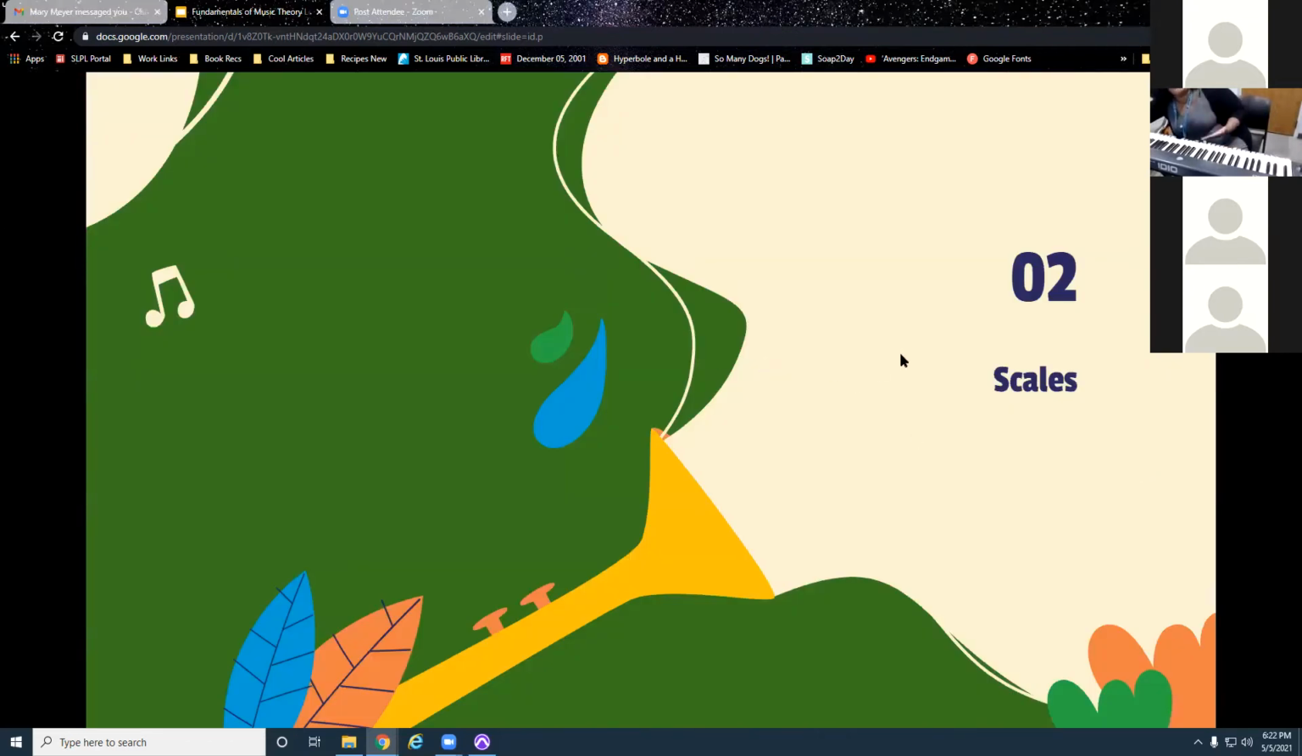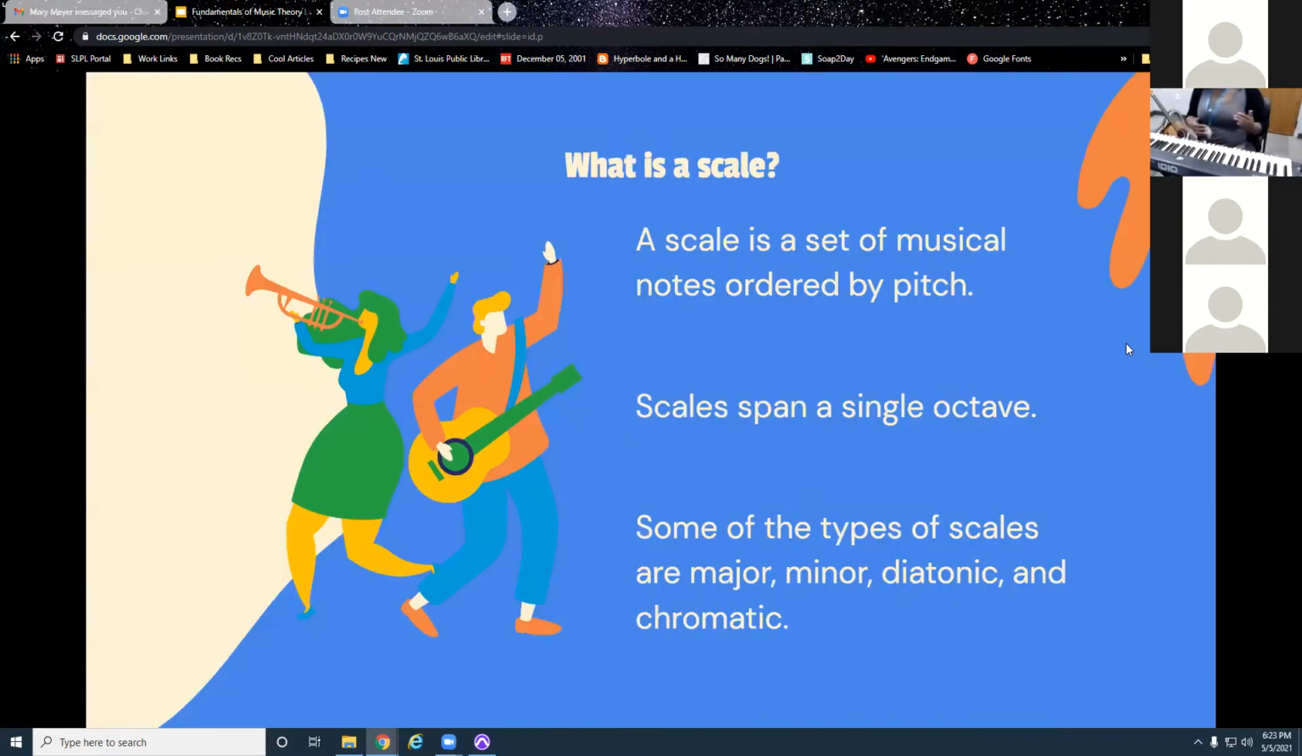So next we're going to get into the scales. I've already played you the C major scale, which is just playing all of the white keys, but we're going to talk more about how you figure out what those scales are. So first, what is a scale? A scale is a set of musical notes ordered by pitch, going ascending, from the low notes all the way to the high notes, in order. So you're never going to go D, G, E, B, A, F. They're going to be in order by pitch, this one to that one to that one, and so forth.